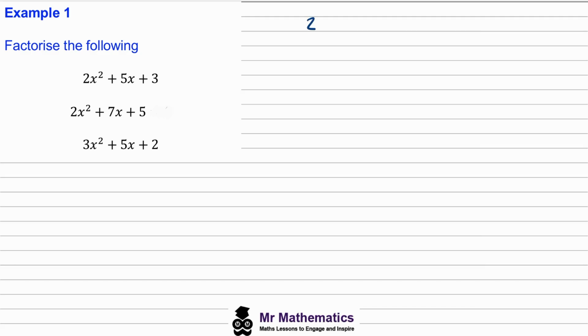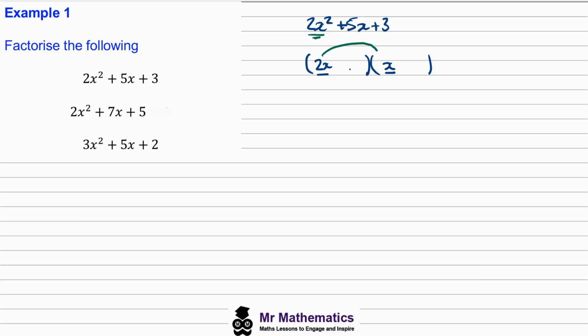So if we begin with 2x squared plus 5x plus 3. To factorize a quadratic, we need two brackets. And this term, multiplied by this one, when you expand these out, must give us the 2x squared term. So we can have 2x here and 1x here. So when you expand them out, we do get the 2x squared.